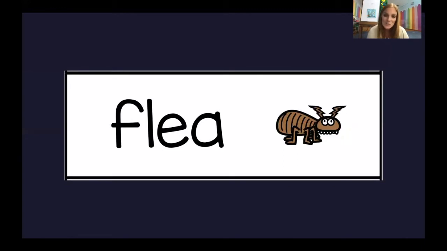This next word I want to talk about is a small bug. It's a very small bug. You can find this bug on cats or dogs or mice. We call it a flea. Flea. Dalam bahasa Indonesia, kutu. Kalau binatang itu bisa ada banyak kutu. There are lots of fleas on animals.